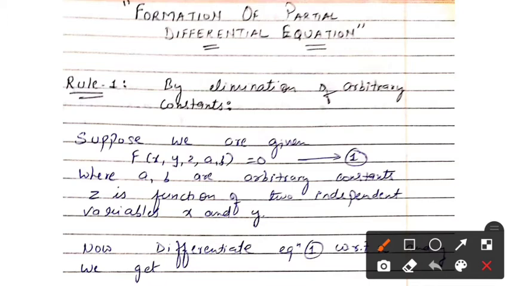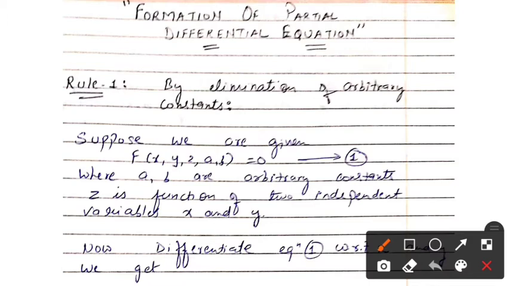In this lecture, we will study the formation of partial differential equations. There are two methods, or rules, to form a partial differential equation. The first rule is by elimination of arbitrary constants. That is, for the given equation, you form the partial differential equation by removing the constants. The second is by eliminating the functions. First, we will study elimination of arbitrary constants.